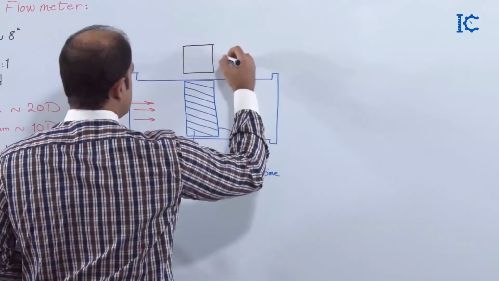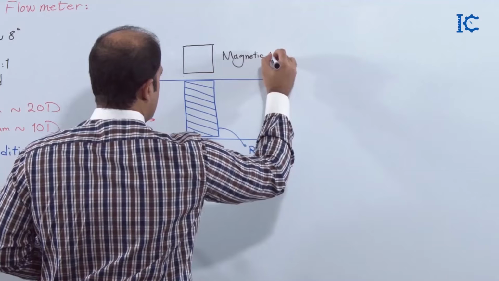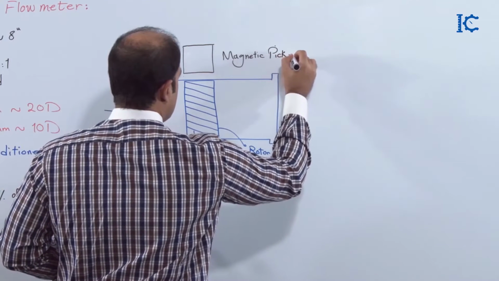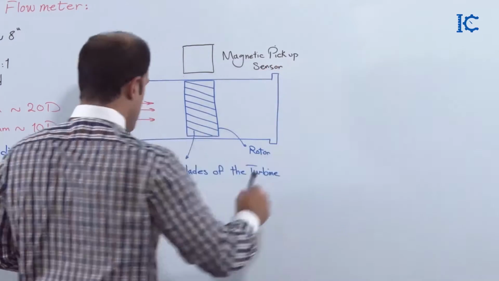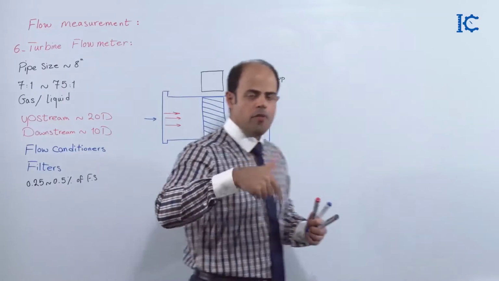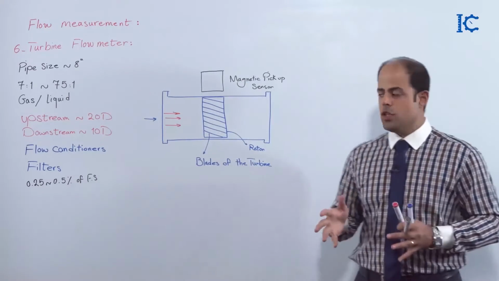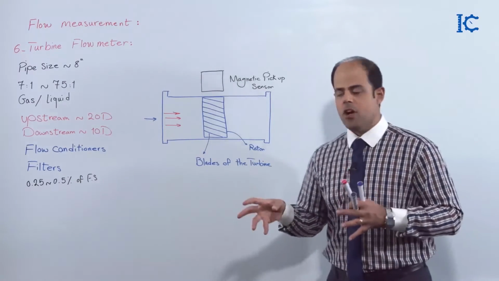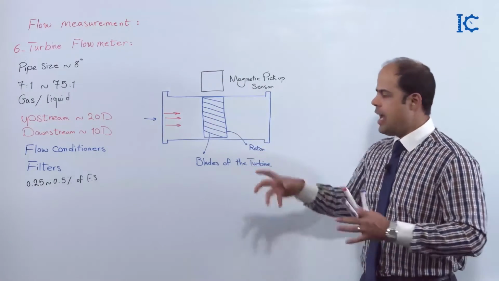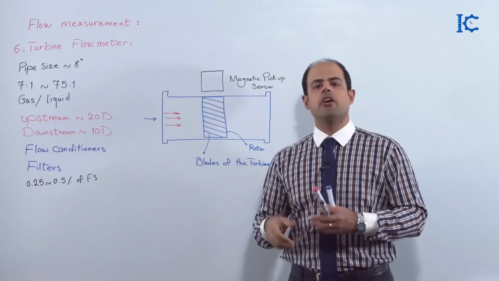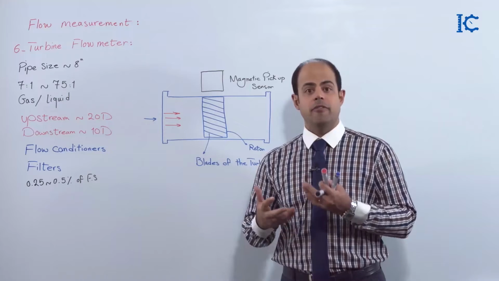This is a magnetic pickup sensor, which is able to count the number of rotations of the turbine. If we know this amount, for sure we can find out the frequency of this rotation. And after that, by means of a really simple formula, we are going to have the flow easily.